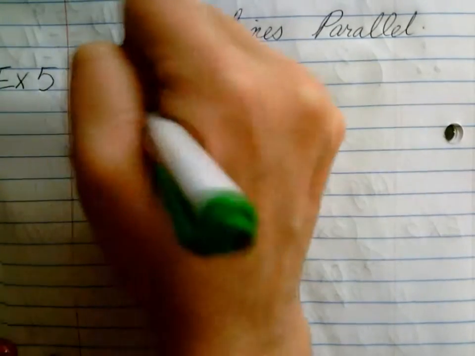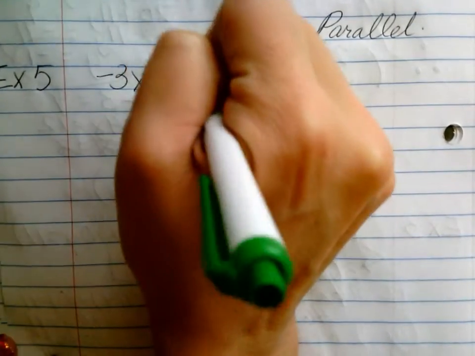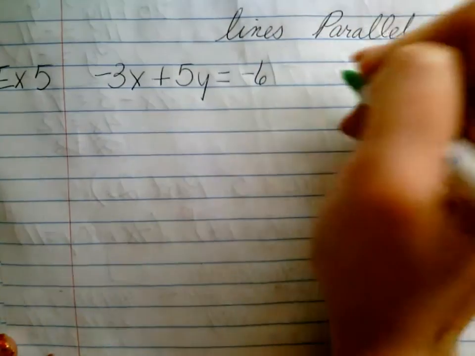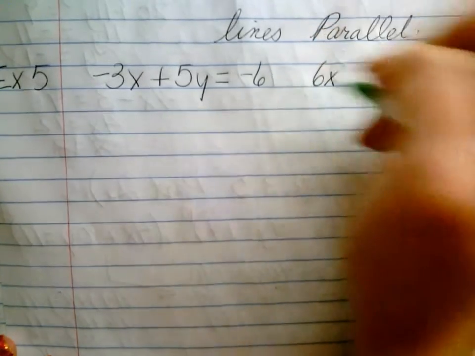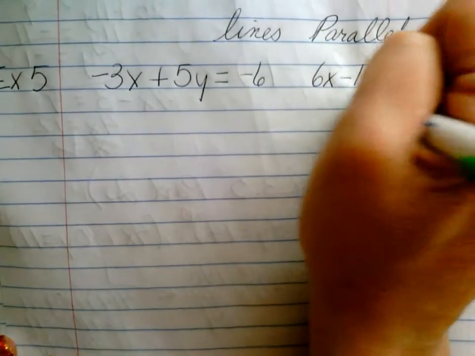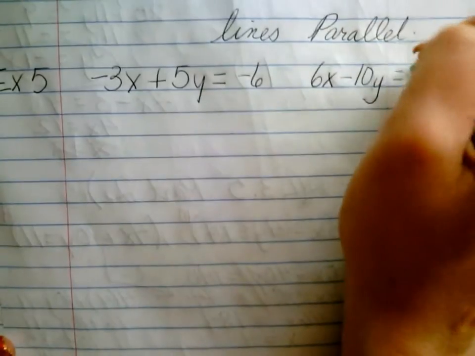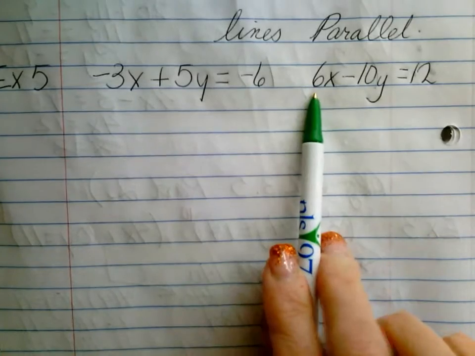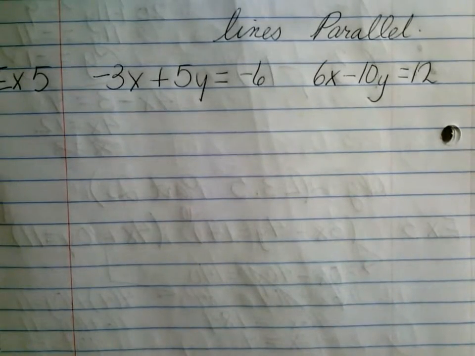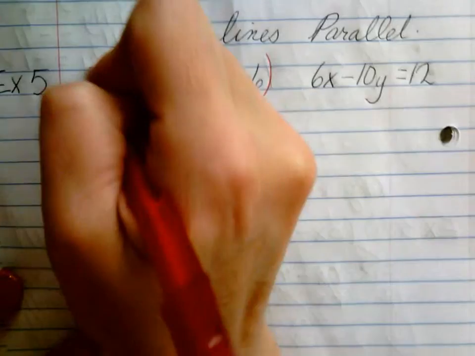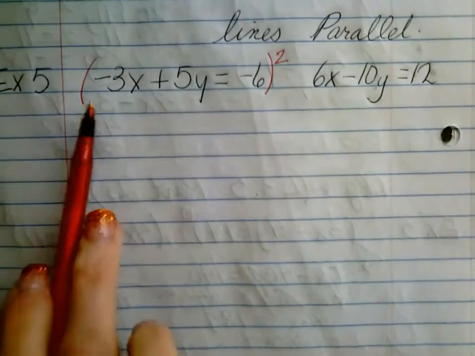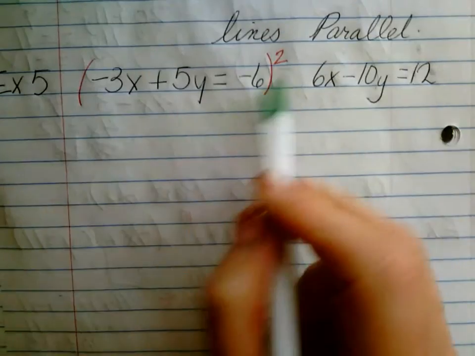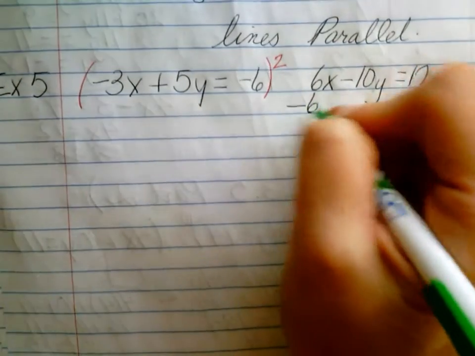Negative 3x plus 5y equals negative 6, and 6x minus 10y equals 12. Okay? So, look at this. Let's multiply this equation here by 2. That'll create a negative 6, won't it? Won't that be handy? So, 2 times that, negative 6x.